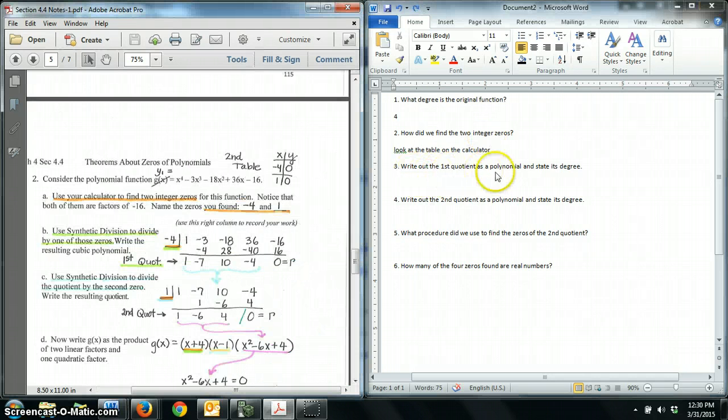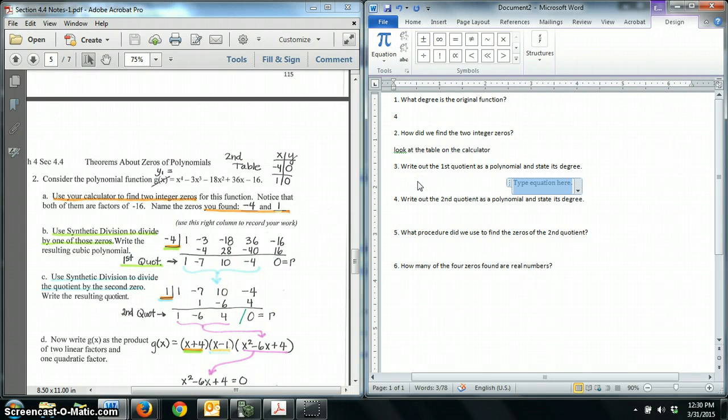Now it says write out the first quotient as a polynomial and state its degree. You see here's the first quotient right here. How do we write these numbers down here as a polynomial? Well, remember, this is your remainder right here. This is going to be your constant, and then we just start counting up. So we started with a 4th degree, so this is going to be a 3rd degree. So I'm going to use an equation editor, but the 1 is in front of the x cubed, right? So that's our first term.